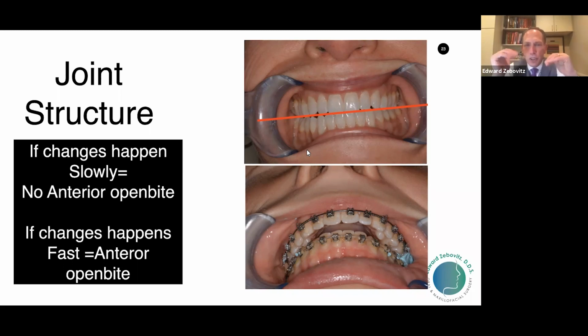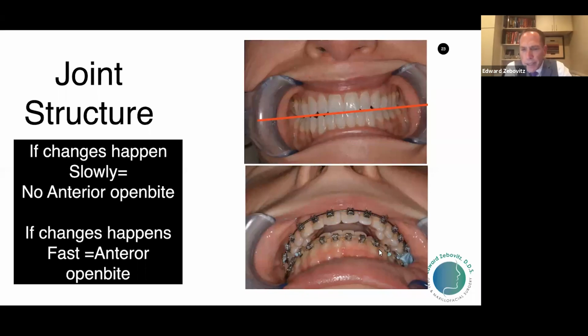If it happened slowly, then we get teeth under load getting depressed and teeth that are coming out of contact erupting into position. So we get adaptation of the alveolus and teeth. Versus somebody where it occurred rapidly, we end up with an anterior open bite with only contact on the posterior molars.